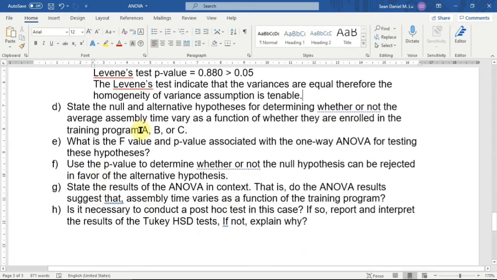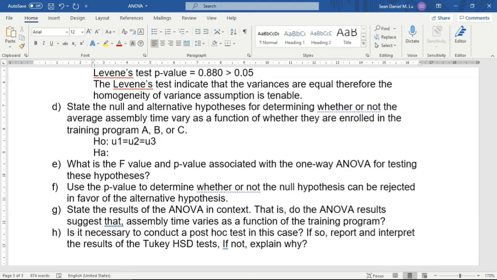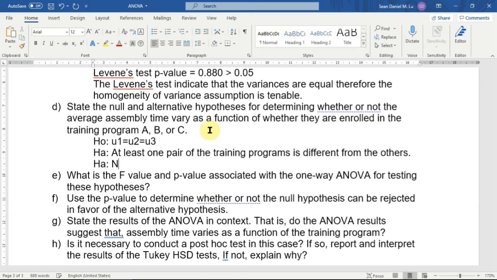State the null and alternate hypothesis for determining whether or not the assembly time varies as a function of whether they are enrolled in training program A, B, or C. The null hypothesis would be the assembly time of group 1 is equal to the assembly time of group 2 is equal to the assembly time of group 3. The alternate hypothesis would be that at least one pair of training programs is different from the others, or simply not H0.